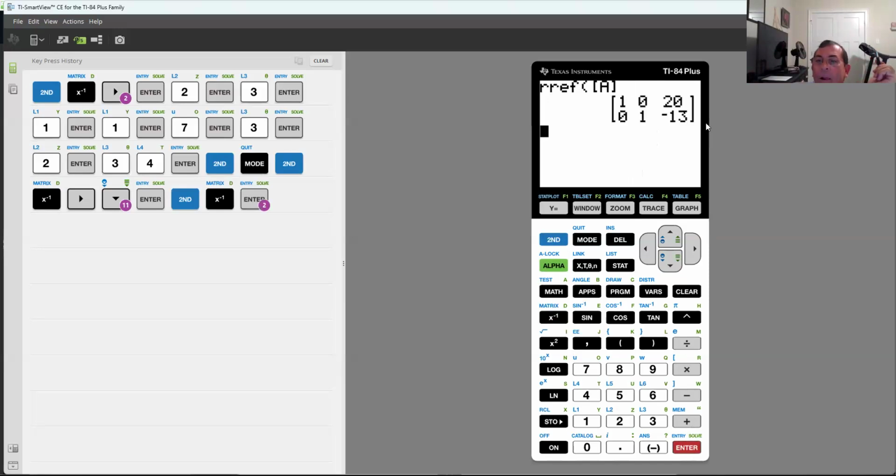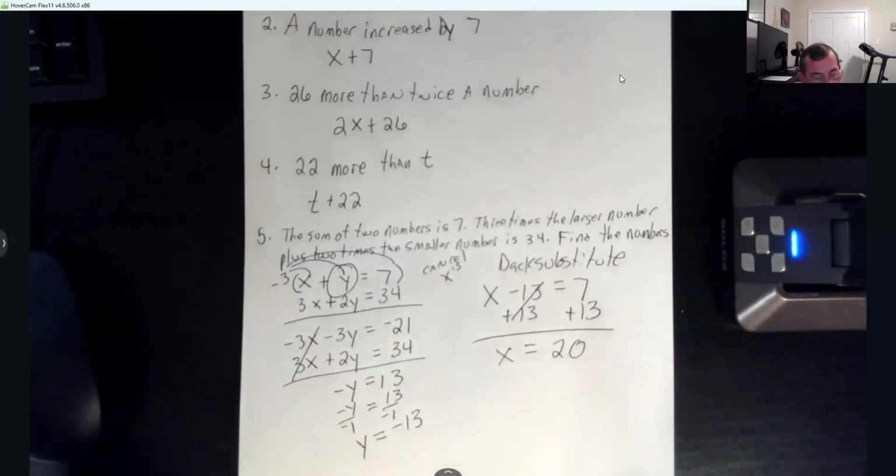We hit enter, and y'all, there's my numbers, 20 and negative 13. Okay, so remember that right column is always your answer from top to bottom, okay? So y'all, either way, they're sort of fun doing them by hand. So you got the calculator either way, okay?